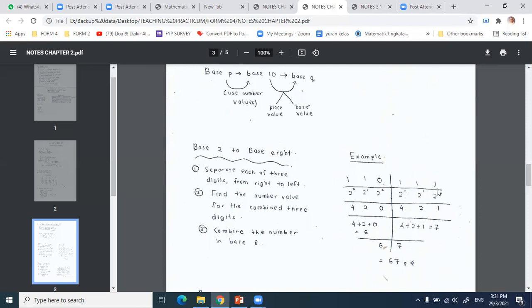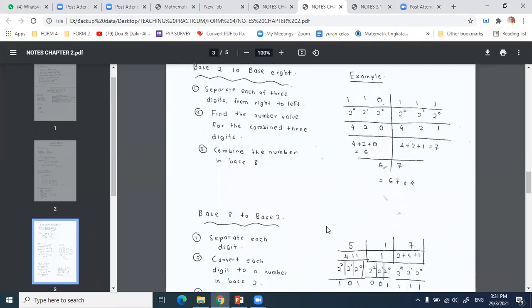Okay. So when 1 times 2 to the power of 0, we will get 1. 1 times 2 to the power of 1, we will get 2. 2 to the power of 2 times 1, we will get 4. So 4 plus 2 plus 1 will become 7. Same for this one, when we multiply the top part with the bottom, we will get 4, 2, 0. So we add all together, 4 plus 2 plus 0 will become 6, and then we combine, it will become 67 base 8. From base 2 to base 8.